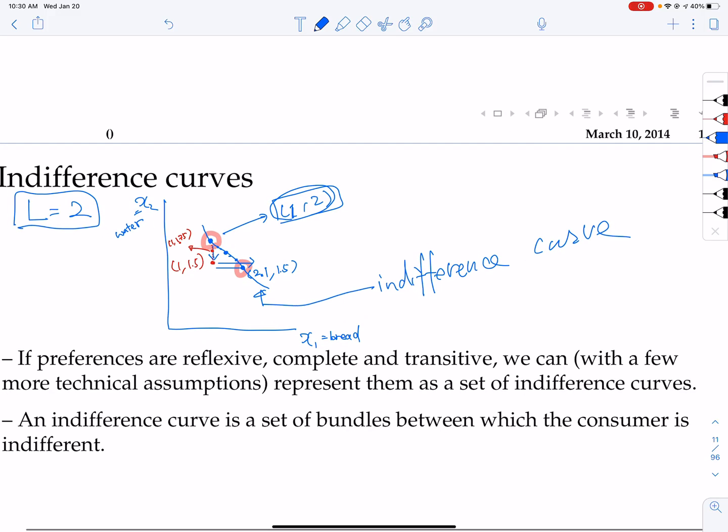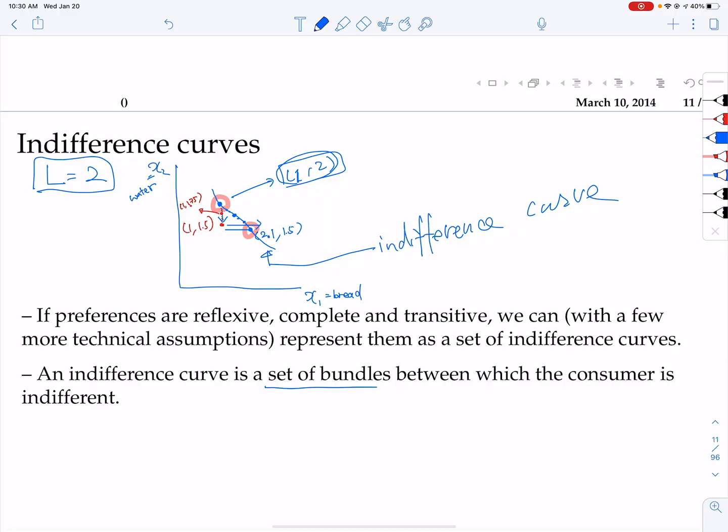Okay. So an indifference curve is a set of bundles between which the consumer is indifferent. Maybe I should use "among" instead of "between"; I know that is my high school English. So an indifference curve is the set of all the bundles among which you are indifferent. All right, so that's the indifference curve.